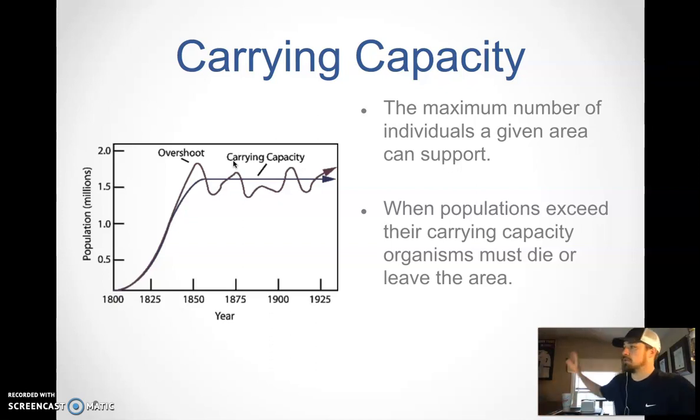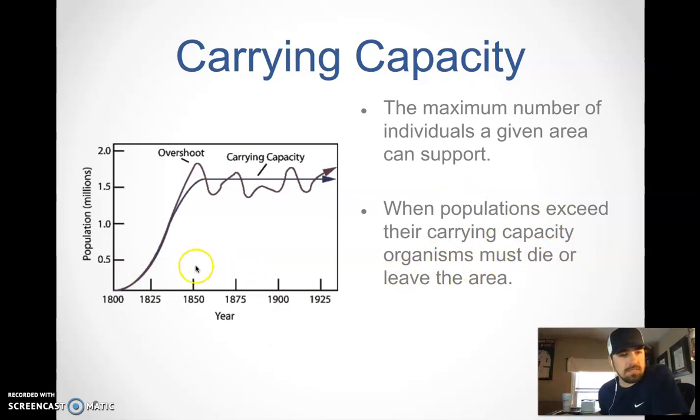So if we go look out at the field, out behind Liberty North, there's only a certain amount of grass to support organisms, right? So there's a number that you could give called the carrying capacity that would say this area can only support this number of deer. So when populations exceed their carrying capacity, organisms must die or leave the area.